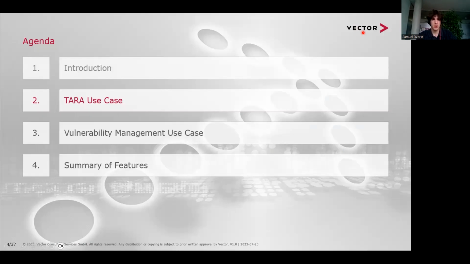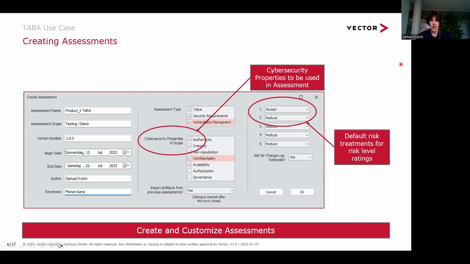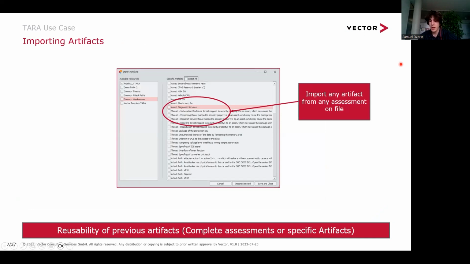So now going into the TARA use case, the tool allows the users to identify assets, threats, and attack paths, connect them together in a TARA rating, and then from there assign goals, and if the user desires, also requirements. Upon creating an assessment, you will have all these options to decide the various scope of this assessment, including the version number, which allows for easy versioning. You also have the opportunity to import any previous artifacts, which allows for reuse across multiple assessments, as well as the ability to create a local database of artifacts.